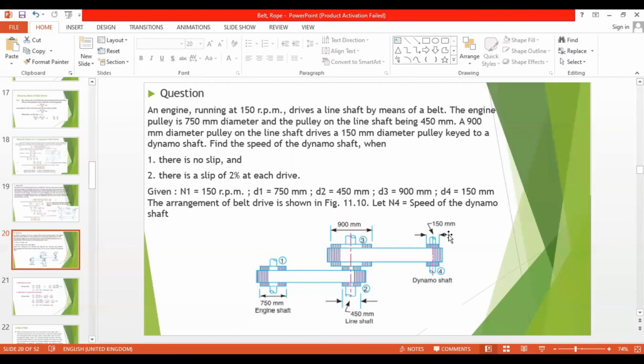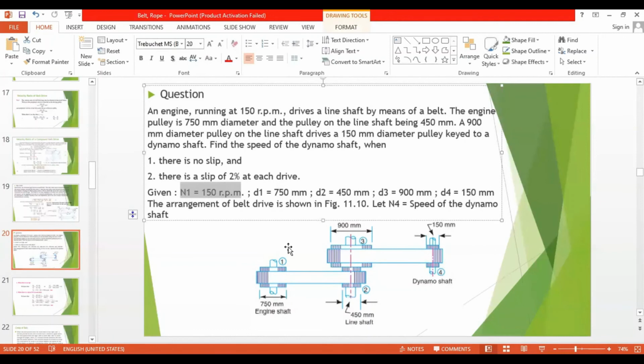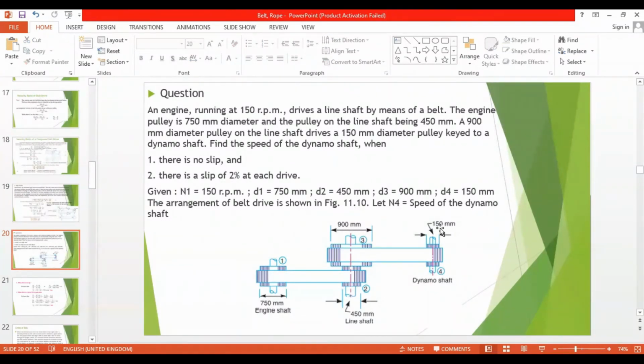Now we'll see how we are going to solve this numerical. The data given: n1 is 150 rpm, that is the first driver. d1 is 750 millimeter, d2 is 450 millimeter, d3 is 900 millimeter, and d4 is 150 millimeter. The arrangement of the belt drives is shown in the diagram. Let n4 be the speed of the dynamo shaft.